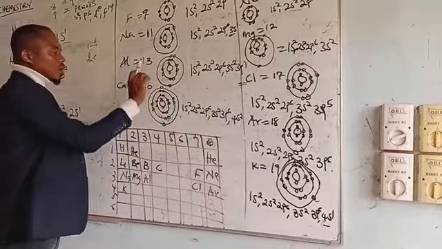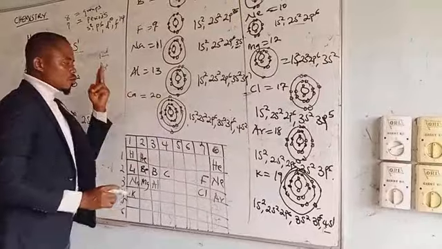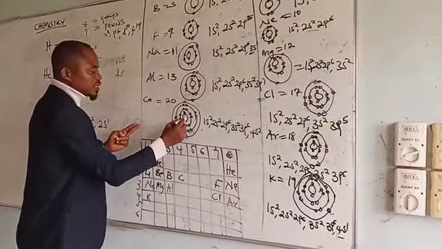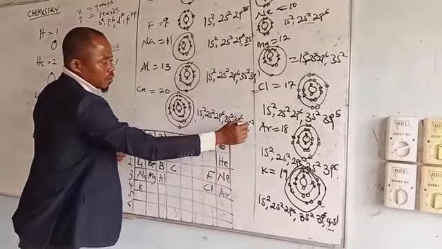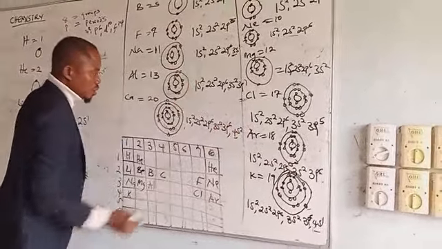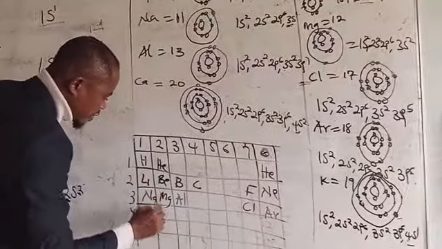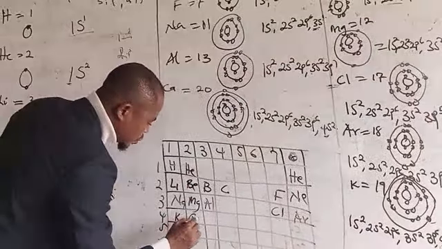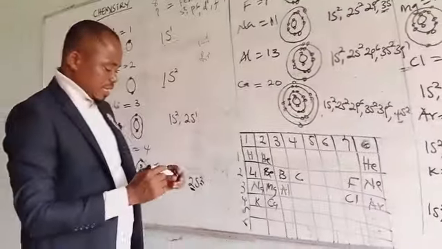Calcium. The group will be determined by the number of electrons in the outermost shell, 1, 2. So it's going to be group 2. The energy level, which is the number of shells, 1, 2, 3, 4. Look at 4 here. Period 4. Number of electrons in the outermost shell, 2. That means it's going to be in group 2, period 4. 1, 2, 3, 4. This is period 4, group 2. We have what? Calcium.